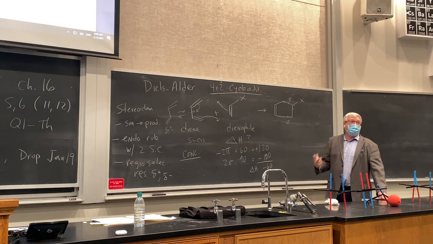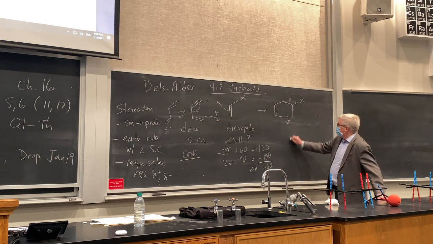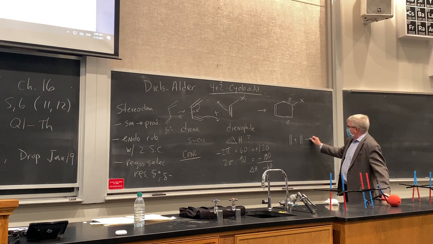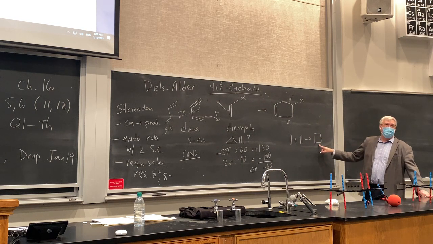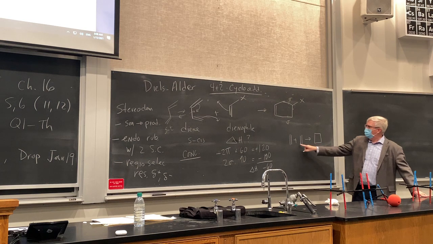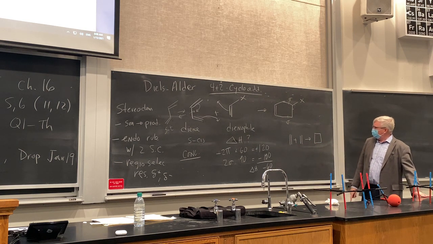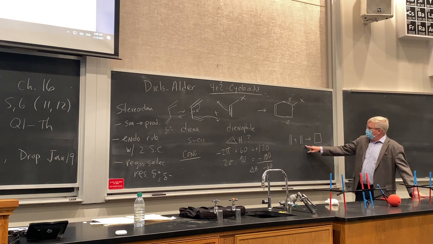There are actually 2+2 cycloadditions, which would look like this. Those tend to not be very favored. As you can see, that would be a butane product with 2 pi systems coming together and the strain associated with this. But you can actually do these type of reactions, especially if you shine light on it.